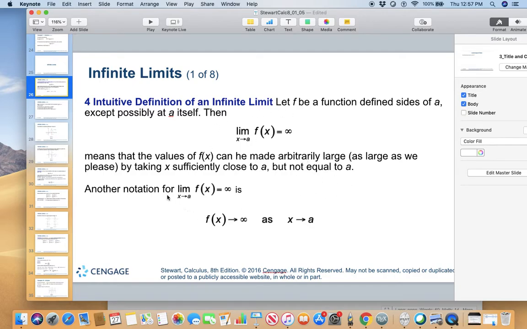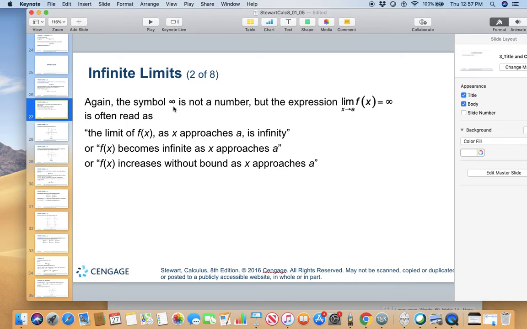So you write it limit x approaching A of f(x) is equal to infinity, or f(x) approaches infinity as x approaches A. Notice infinity means positive infinity here, right? The symbol infinity is not a number, but the expression limit x approaching A of f(x) equals infinity is read in these ways. Limit of f(x) as x approaches A is infinity, or f(x) becomes infinite as x approaches A, or f(x) increases without bound as x approaches A.